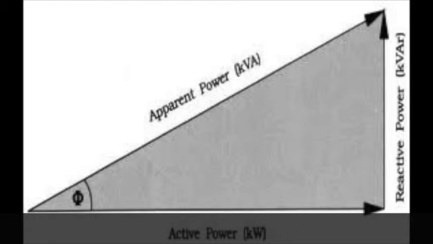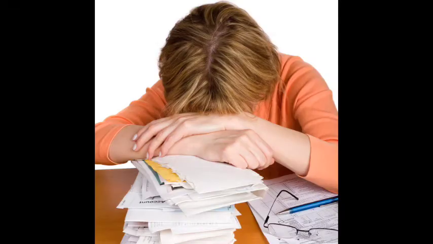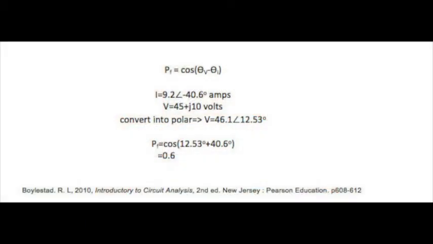A load with a low power factor will draw more current than a load with a high power factor for the same amount of useful power transferred. This means that equipment with a lower power factor will cost a consumer more in electricity than a utility with a higher power factor. We are able to find the power factor of a circuit using the problem we solved earlier. Power factor is equal to cos of theta of voltage minus theta of current.